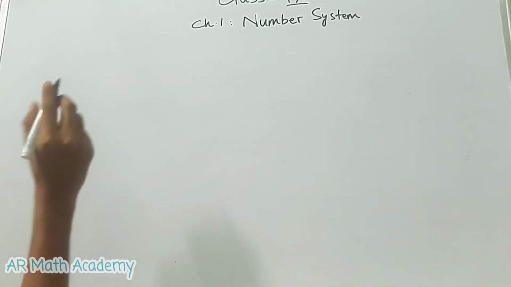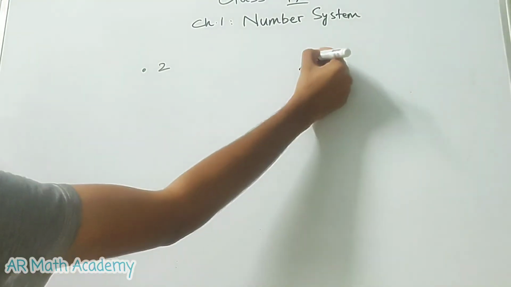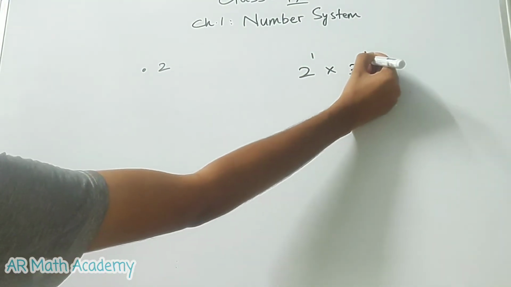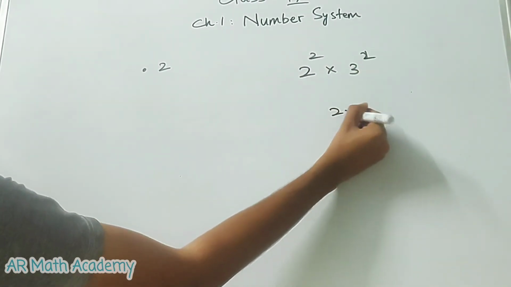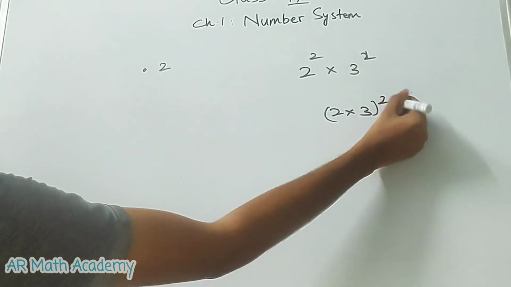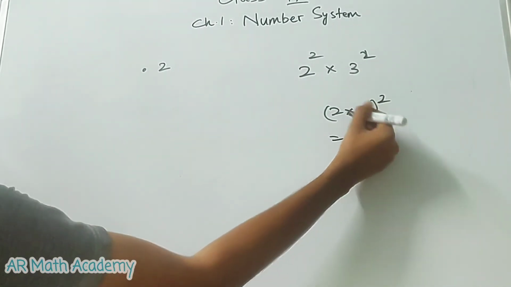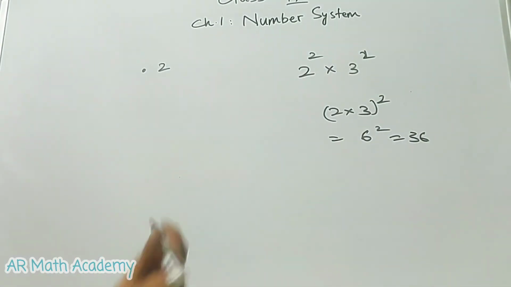So let me take an example. Now you have studied those laws for integral powers. Suppose 2 power 2 times 3 power 2. What does this give? 2 into 3 the whole power 2. A power m, b power m will give us ab the whole power m, right? So 2 into 3 the whole power 2, which will give us 2 into 3 is 6, 6 power 2, which is 36, right? Now you know this, this is from 8th standard.